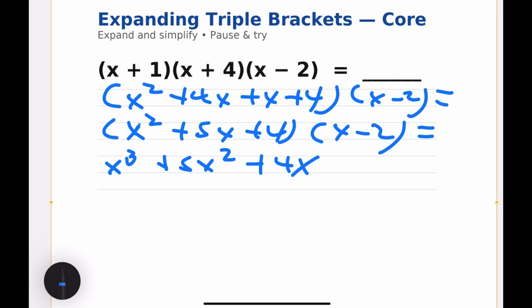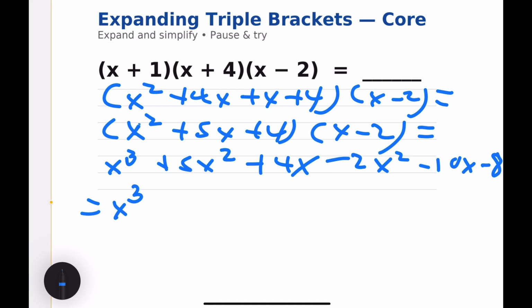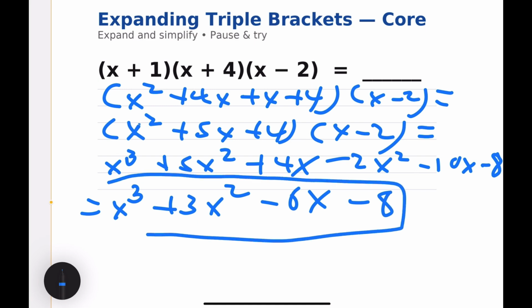So now I can multiply the negative 2 by everything in the bracket on the left. So I'd get negative 2x squared, negative 10x, minus 8. Okay, now I can simplify it by collecting the like terms. So it'd be x cubed plus 3x squared minus 6x minus 8. So that would be the final answer.